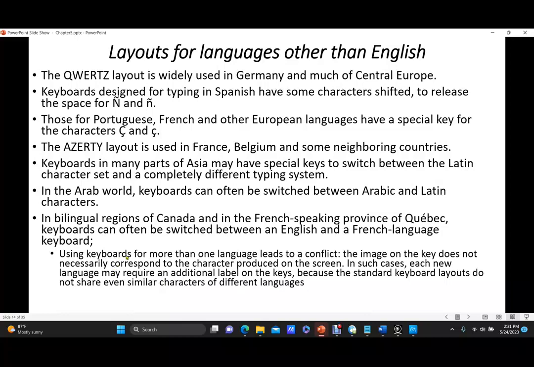Using keyboards for more than one language leads to a conflict. The image on the key doesn't necessarily correspond to the character produced on the screen. In such cases, each new language may require an additional label on the keys because the standard keyboard layouts don't share even similar characters from the different languages.